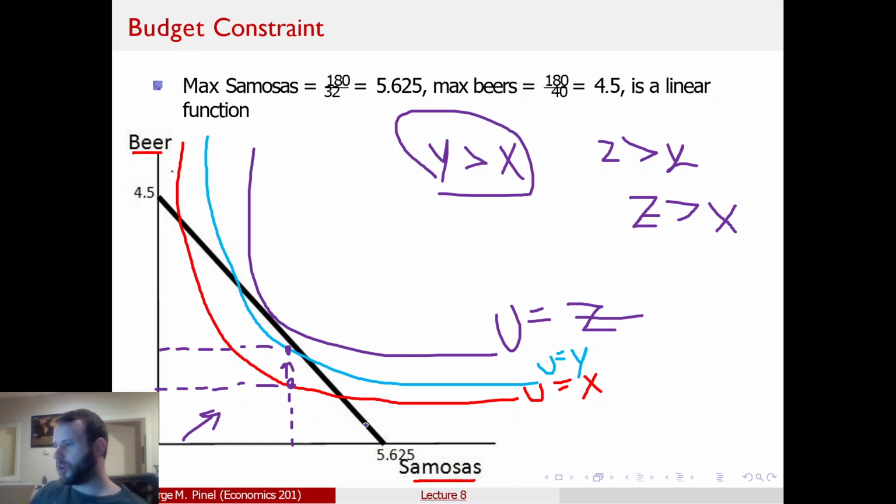Basically we have this budget constraint, right? And we have 3 indifference curves running through it. So we can say at this point, let's call this A, B.